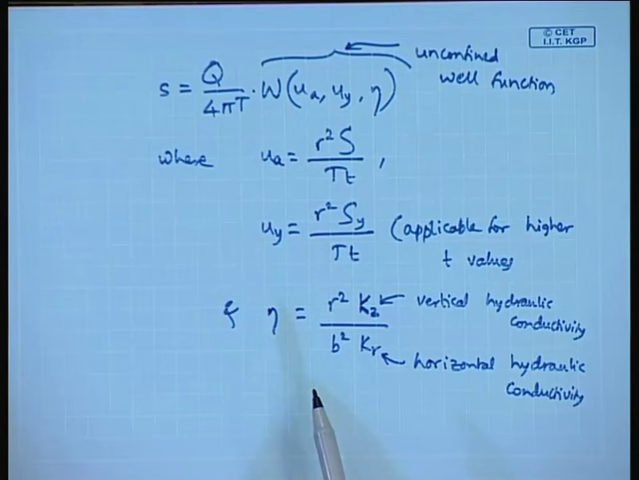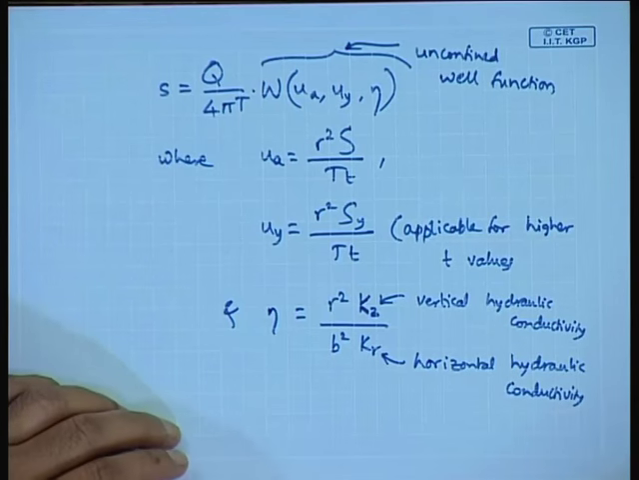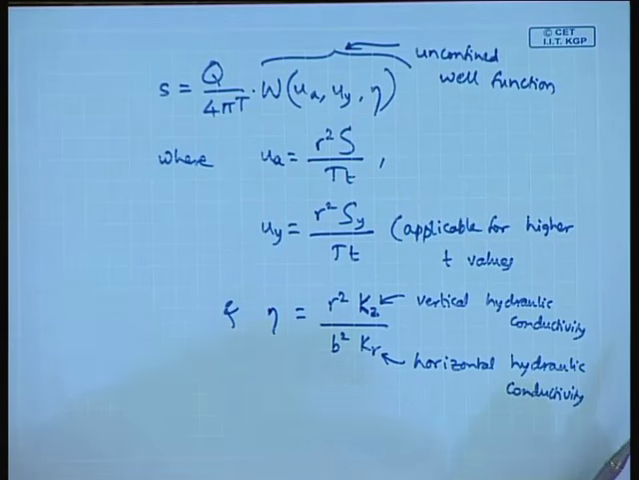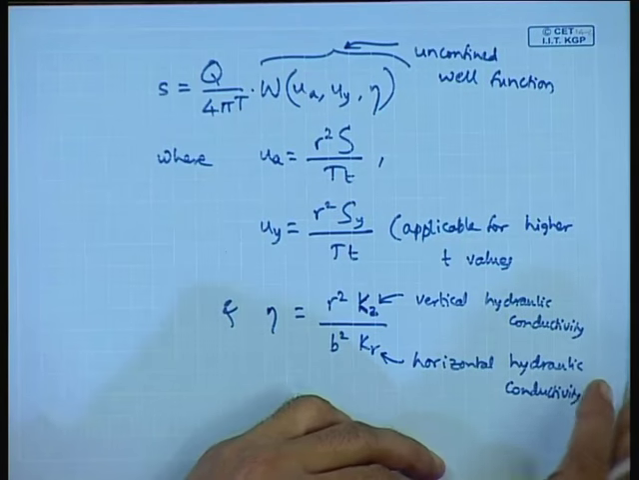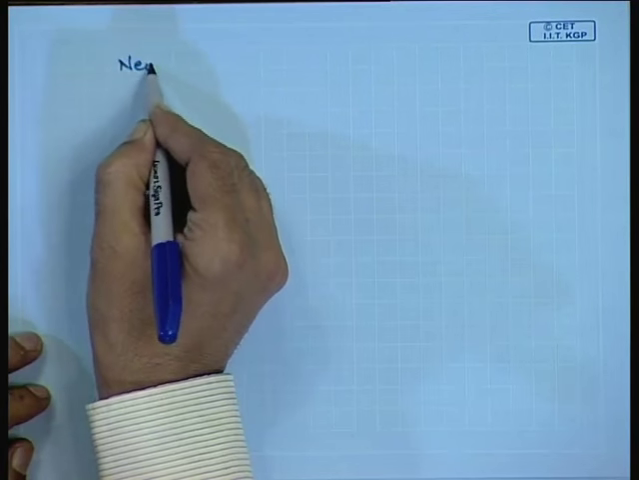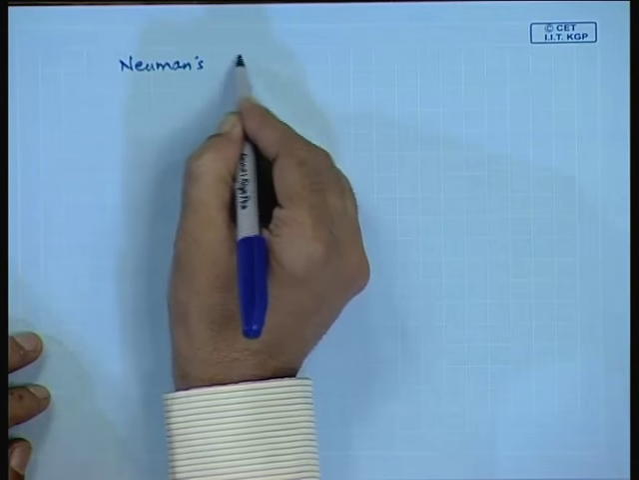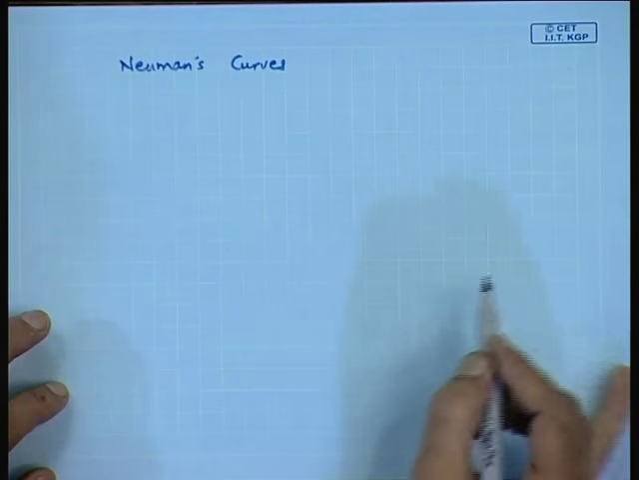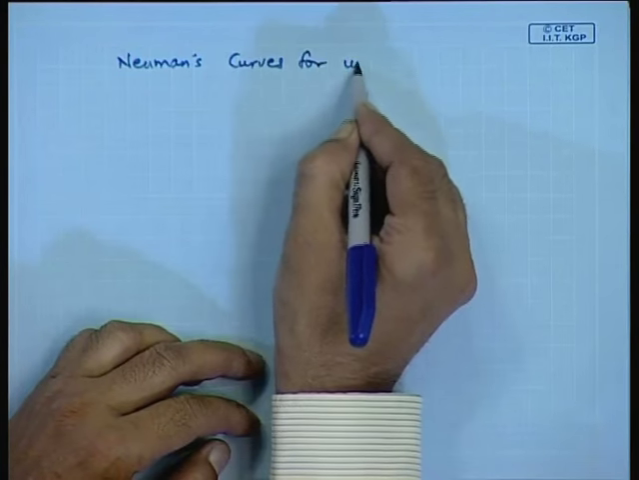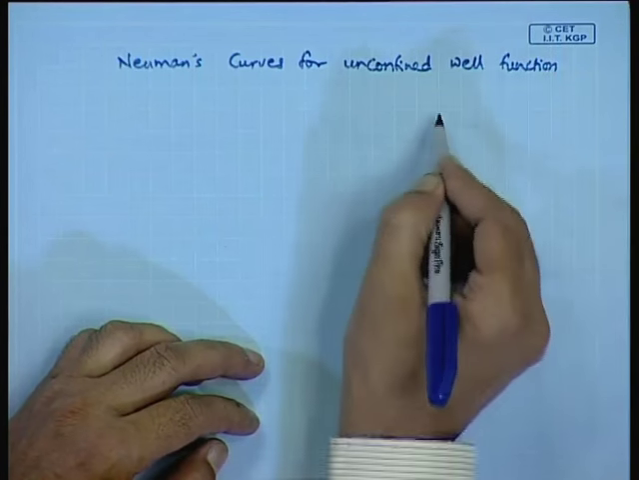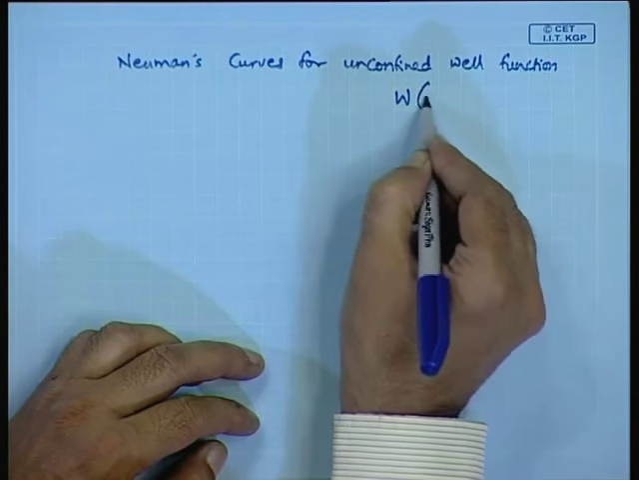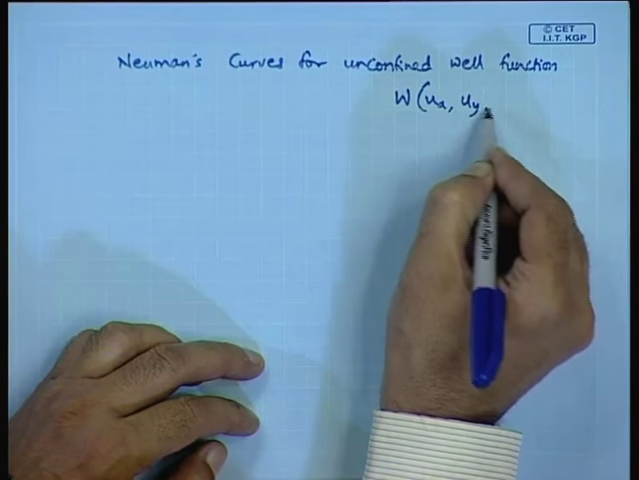And here the theoretical curves for this U A and U Y as well as eta are given by Newman's curves. So these are the Newman's curves for the unconfined well function, that is W of U A comma U Y comma eta.